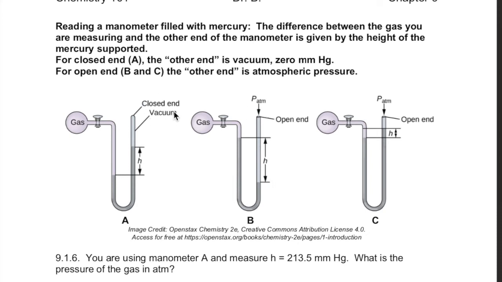If you have a closed end, then the pressure is 0. This is supposed to be a vacuum. There's no air inside here. So those are the 2 types of manometers that you could have.